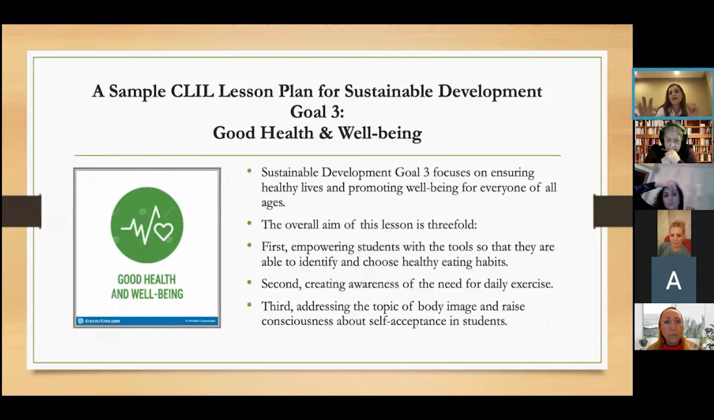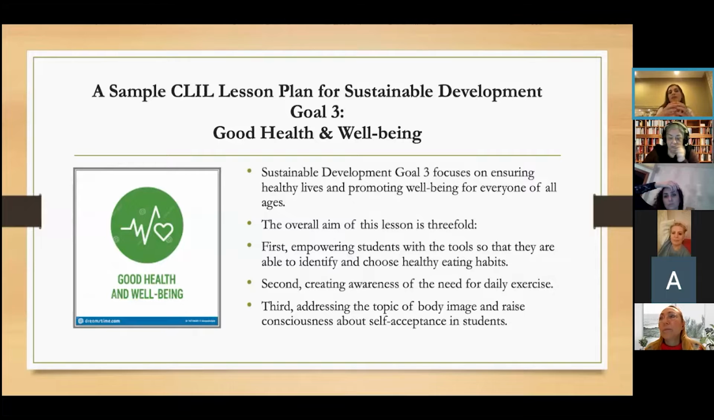And here at this part of the presentation, I have prepared a sample CLIL lesson plan for Sustainable Development Goal 3. It is good health and well-being. It focuses on ensuring healthy lives and promoting well-being for everyone of all ages.